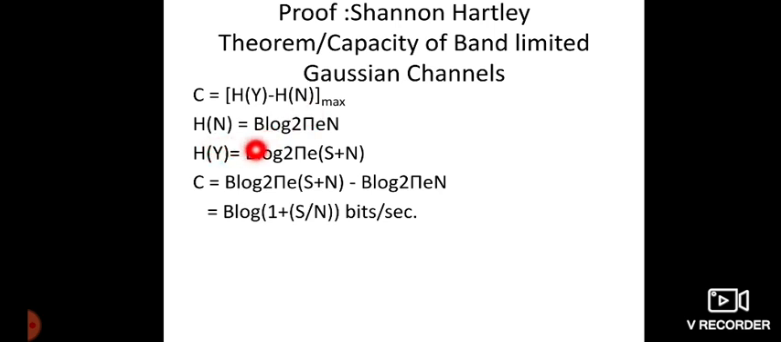And h(n) we can write as B log 2 pi e N in terms of the bandwidth B and the noise power N. Then h(y) equals B log 2 pi e (S plus N). So C equals B log 2 pi e (S plus N) minus B log 2 pi e N. Okay, so this 2 pi e will cancel. Then when I take B outside, inside the log base 2, (S plus N) divided by N, I can write as 1 plus S by N. So B log(1 plus S by N). So this is the proof of the Shannon-Hartley theorem, or Shannon's third theorem.